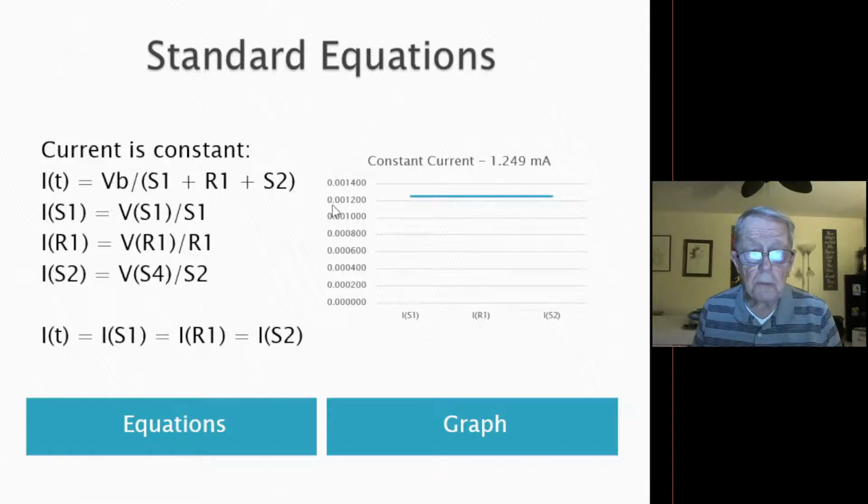This is shown here for 5 volts, when I set VB to 5 volts. The resistor is a 4K resistor, and the current turns out to be 1.249 milliamps, and that's true for the first sense resistor, R1, and the second sense resistor. It's a flat line.